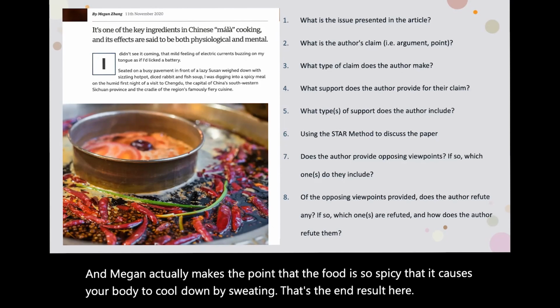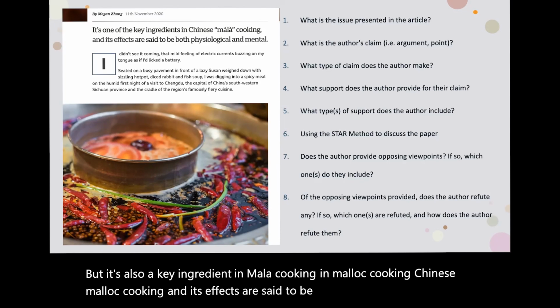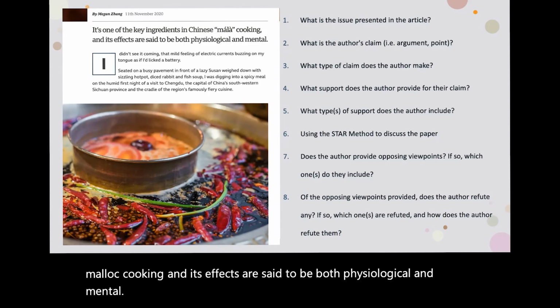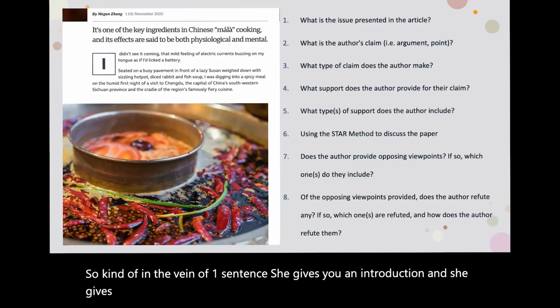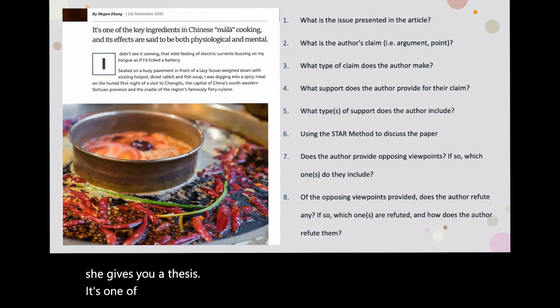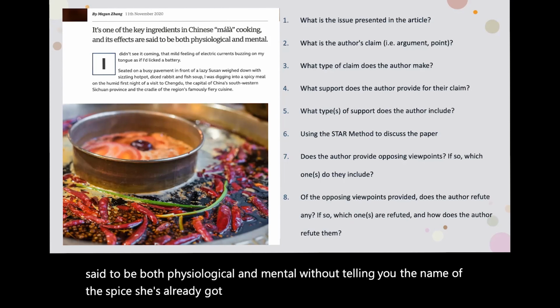But it's also a key ingredient in mala cooking, Chinese mala cooking, and its effects are said to be both physiological and mental. So, kind of in the vein of one sentence, she gives you an introduction and she gives you a thesis. Without telling you the name of the spice, she's already got you on the edge of your seat, waiting to find out what is the name of this spice.